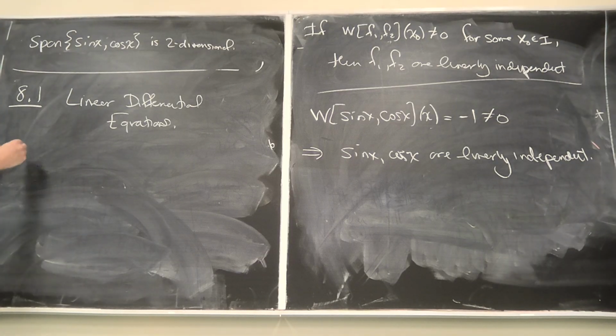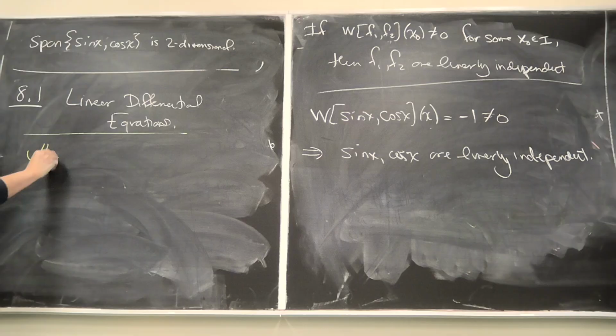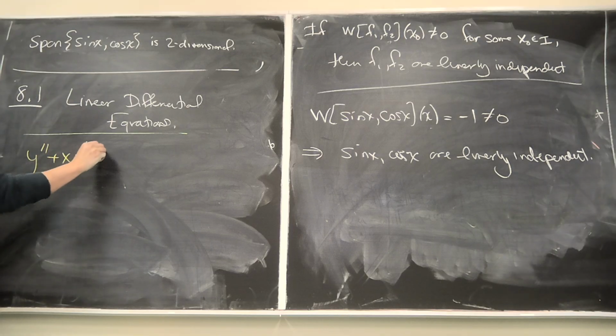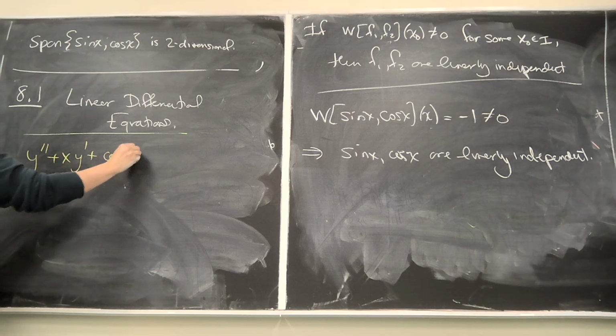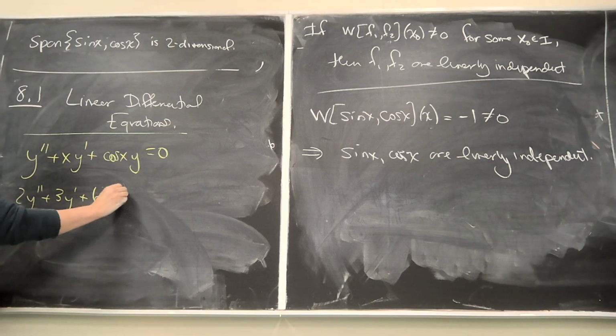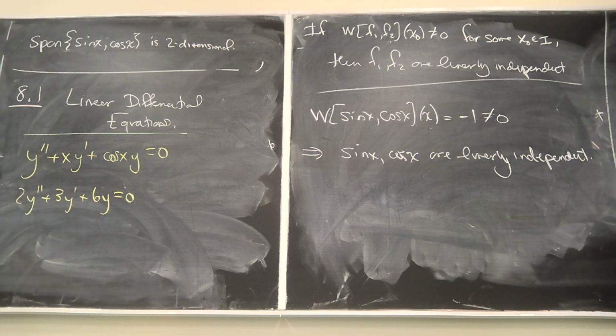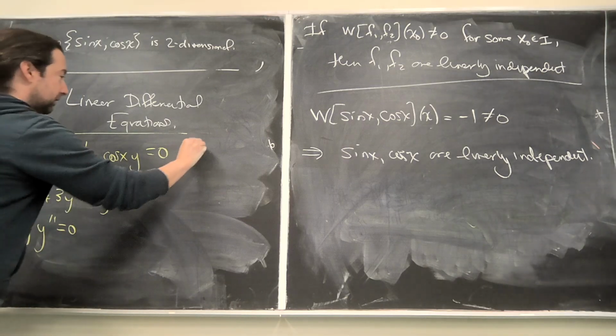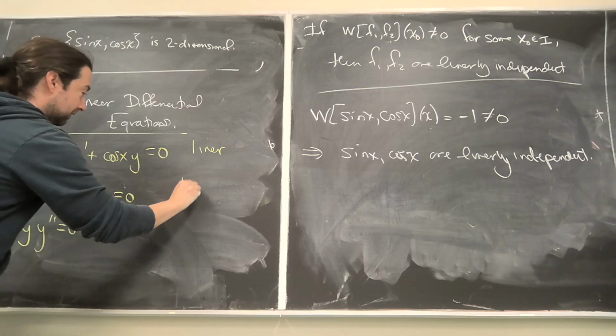Okay, so examples of linear differential equations look like this. y prime prime plus x y prime plus cosine of x times y is equal to 0. That is a linear differential equation. 2y double prime plus 3y prime plus 6y is equal to 0. That is a linear differential equation. I'm going to define this in a second. y times y double prime is equal to 0. The first two are linear.